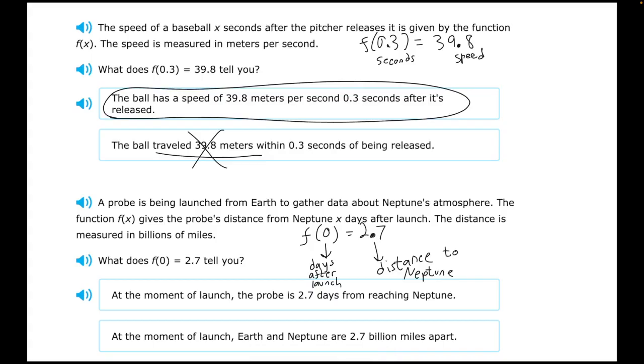And for the second problem, the 0 is the days after launch, and the 2.7 is the distance to Neptune in billions of miles. So 0 days after launch means we haven't launched yet, and the 2.7 is the distance to Neptune. So this first answer is incorrect because it says 2.7 days, and that's not what the 2.7 represents. The 2.7 represents the distance.